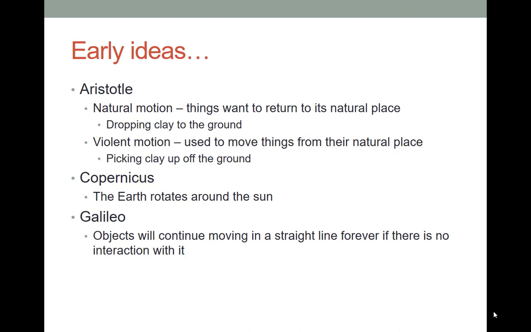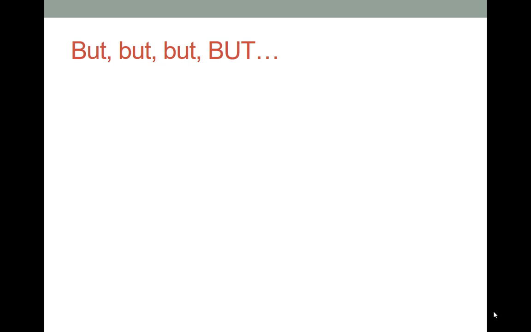And one of the things that Galileo said was that objects will continue moving in a straight line forever if there is no interaction with it. Now, you may be thinking, that's not what I observe. I know that if I roll a ball, it will slow down and stop. If I push a block, it will slow down and stop. Everything I see in my daily life slows down and stops. But that's because all of these things have an interaction on them. They all have a force acting on them.